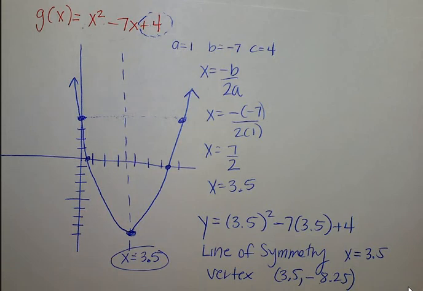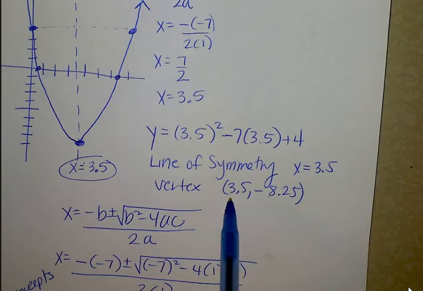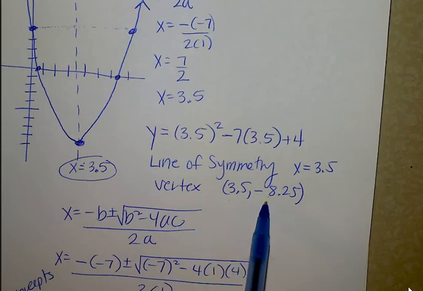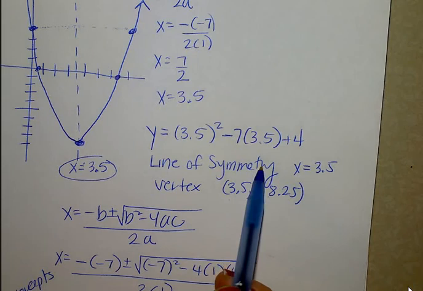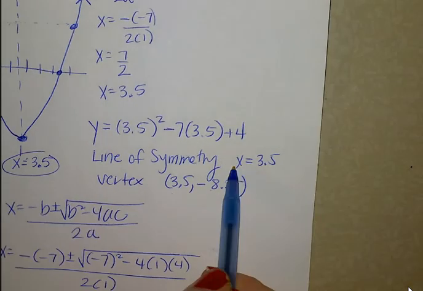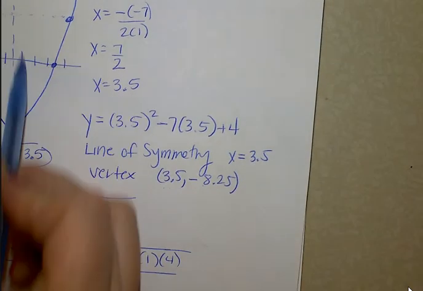Okay, we've done all the work. Now we just need to analyze things. So if you were asked to identify the vertex, it would be 3.5 and negative 8.25. There is no rounding. If you were asked to identify the line of symmetry or the axis of symmetry, it is an equation, x equals 3.5.